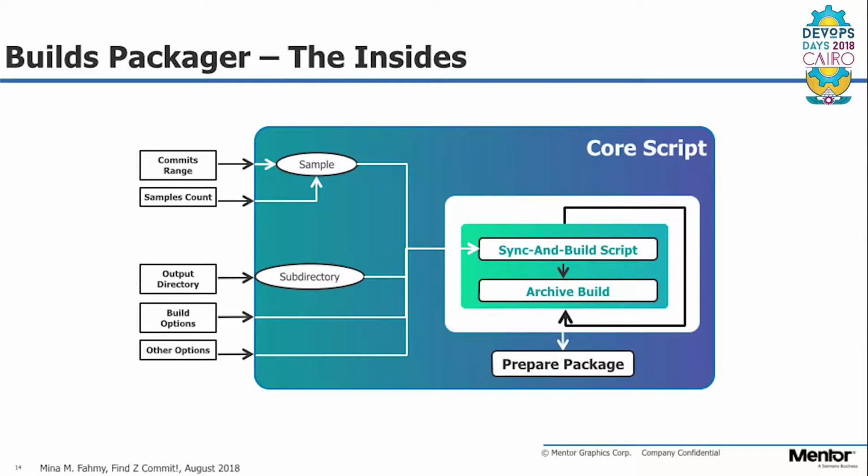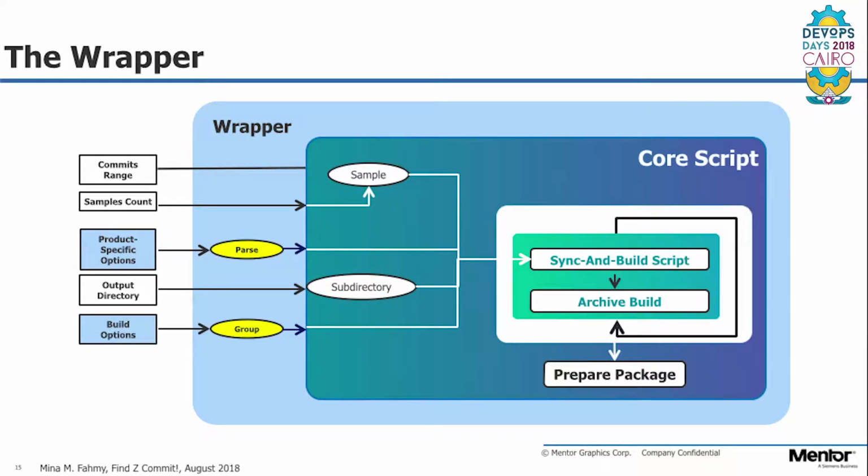From the inside, what the wrapper, or the packager script, does is to sample this input range and select what CLs it will build, and then it calls another submodule to do the sync and build step of your product, and then it loops until it archives each build in a subdirectory, and then at the end prepares a package to be delivered to the customer.